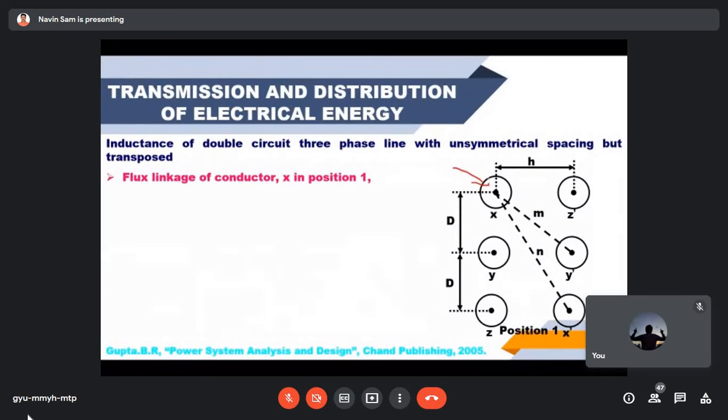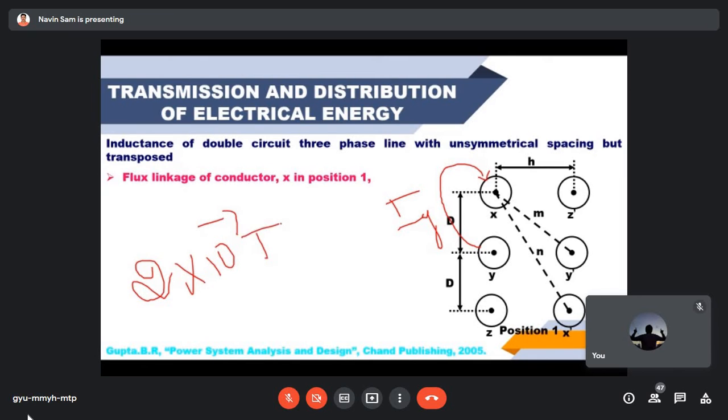Firstly, the current flowing through this will create its own flux linkage, that is 2 into 10 to the power of minus 7 Ix ln 1 divided by R dash. R dash is the self resistance of conductor X. This is first. Then there is a current flowing through Y, assumed to be Iy. This will create a flux linkage of 2 into 10 to the power of minus 7 Iy ln 1 divided by the distance between the conductors Y and X, which is going to be D.